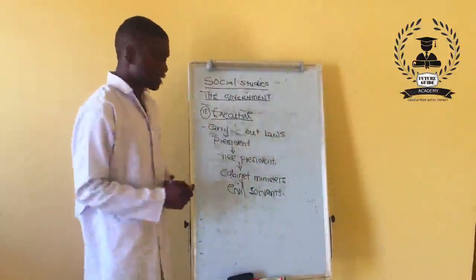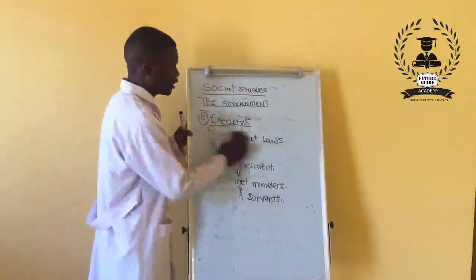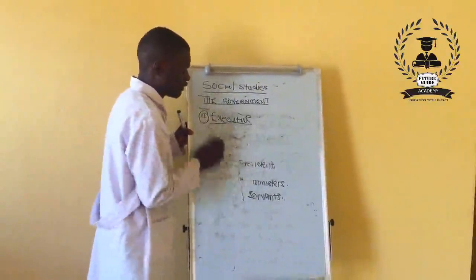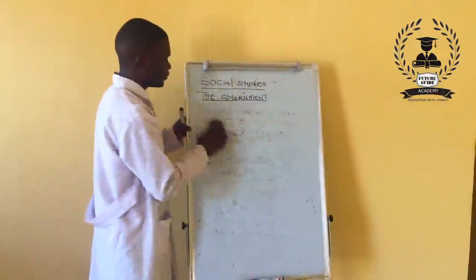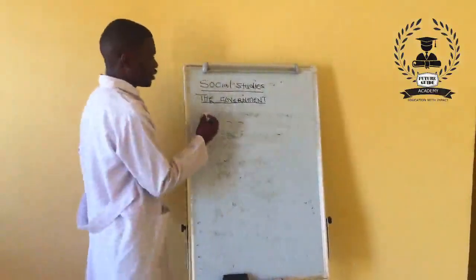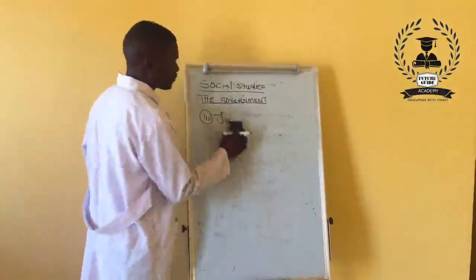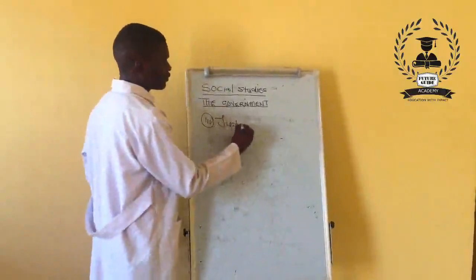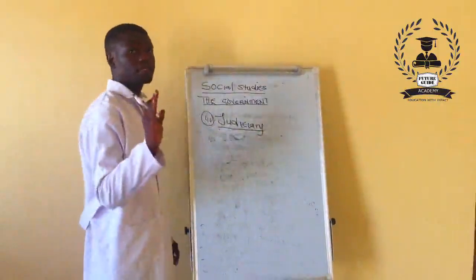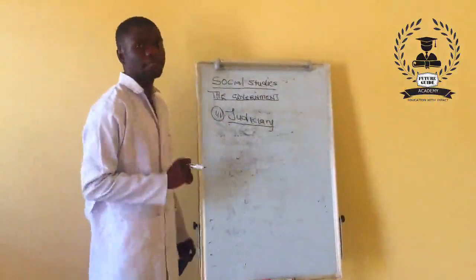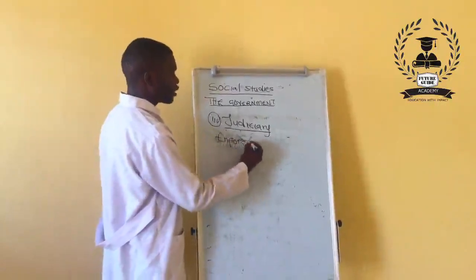And then the third part, we want to look at the judiciary, which is the last part or the last organ of the government. Now, the third one, which is the judiciary. Now, the judiciary is the third organ of the government, and it's also very important. Why? Because these enforce laws.